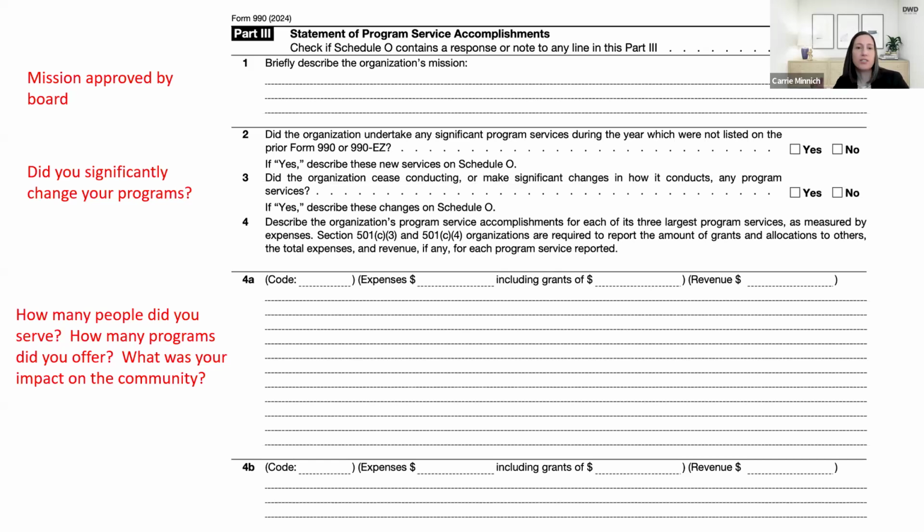Oftentimes I'll see just the mission statement repeated here in this section. We really encourage our clients to take advantage of this, to really utilize this section to talk about what your organization did during the year. Sometimes your Form 990 is the only document that people will see of your organization. So this is a really good opportunity to share with them what you're doing and use it more as a marketing piece for your programs, as opposed to just merely a compliance document. So, get maybe your marketing department involved to see if they can help out in this section.